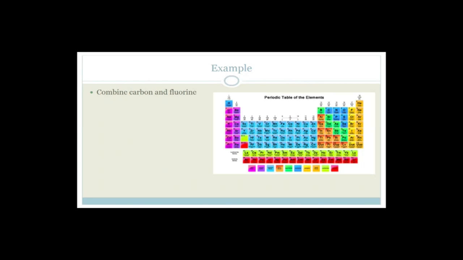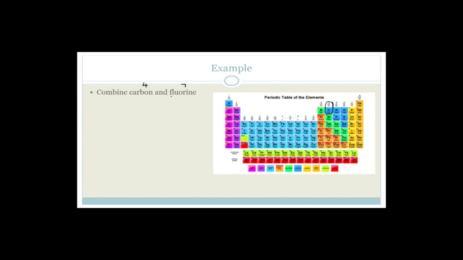Okay, now let's talk about carbon and fluorine. There's a reason I wanted to choose carbon. It's a very important reason, so we're going to go through it nice and slowly. Do you see that carbon is in group 4 and fluorine's in group 7? Do you agree that means there's 4 valence electrons in carbon and 7 valence electrons in fluorine?